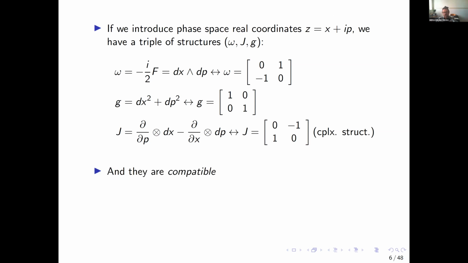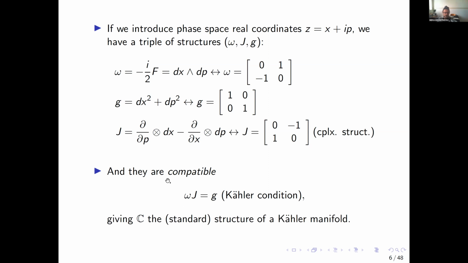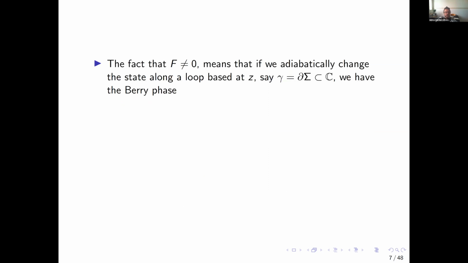And these three structures are compatible, and this compatibility condition is seen by this matrix equation here. I will refer to this as a Kähler condition. This just means that these three structures form a compatible triple. And these three structures give C the standard structure of a Kähler manifold. Okay, so let us proceed.